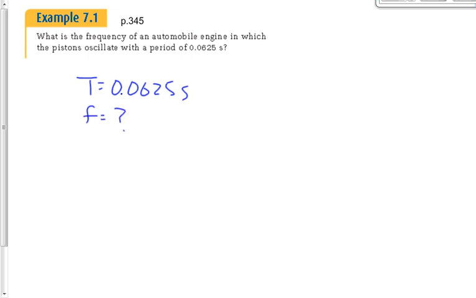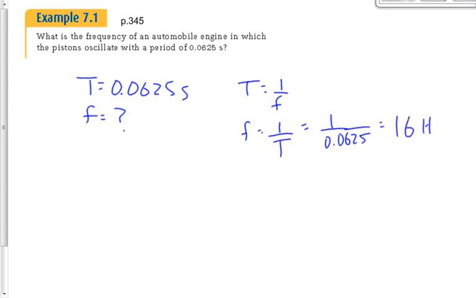All we're going to do is say, well, we know T is equal to 1 over F. F is therefore equal to 1 over T. 1 over 0.0625 equals 16 hertz.